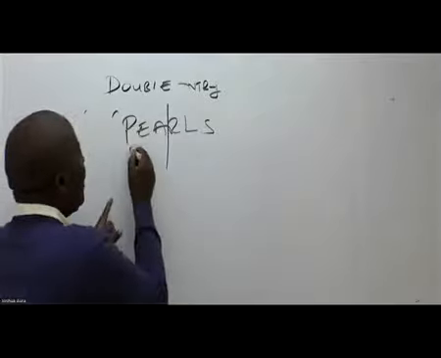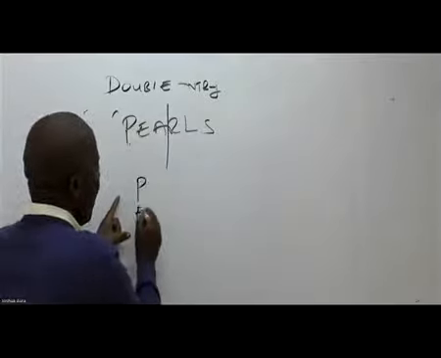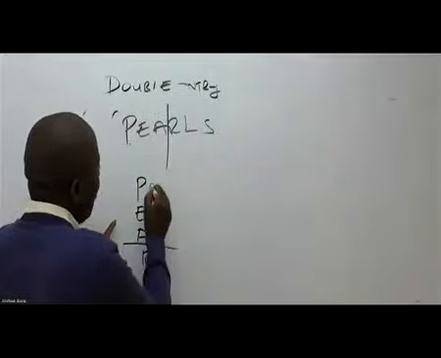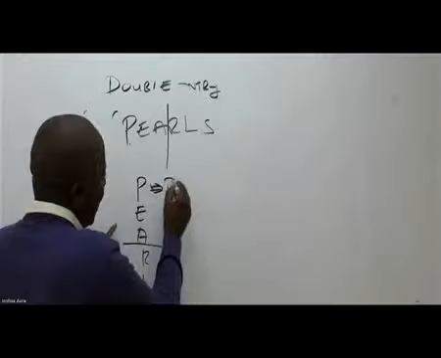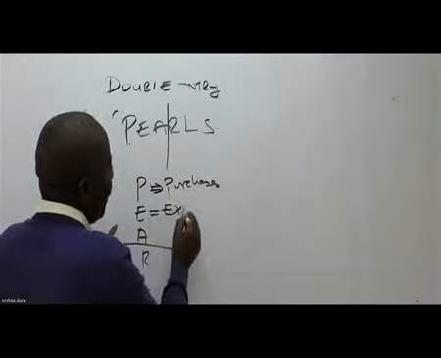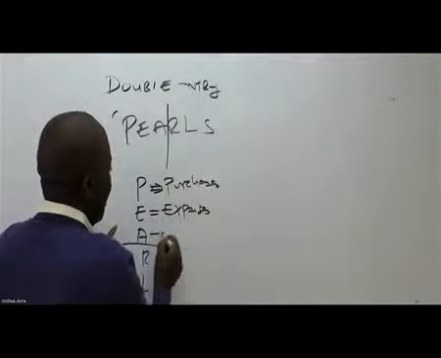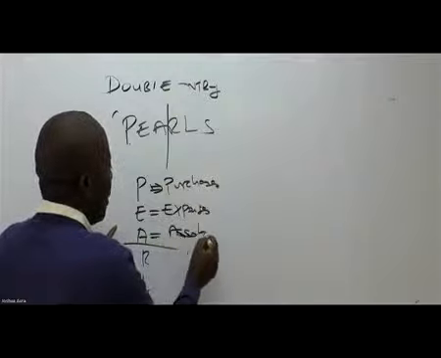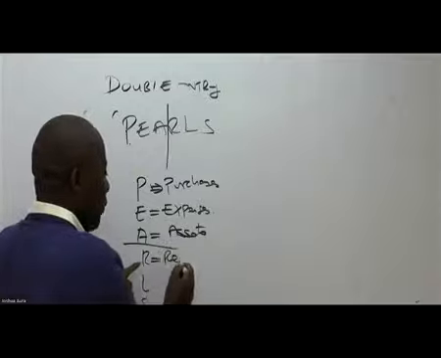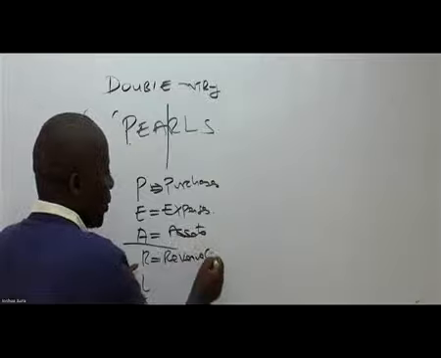So pairs, what does it stand for? This P stands for purchases. This E stands for expenses. This A stands for assets. And then of course we have the R, standing for revenue. Revenue is sales revenue.